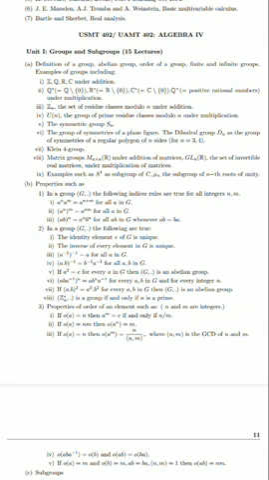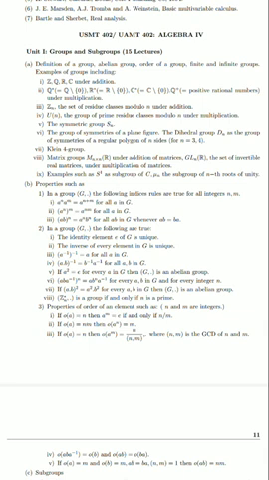So here also we have 3 units. In unit number 1, the name of the unit is groups and subgroups. So in this unit we will see the definition of a group, abelian group, order of a group, finite and infinite groups.